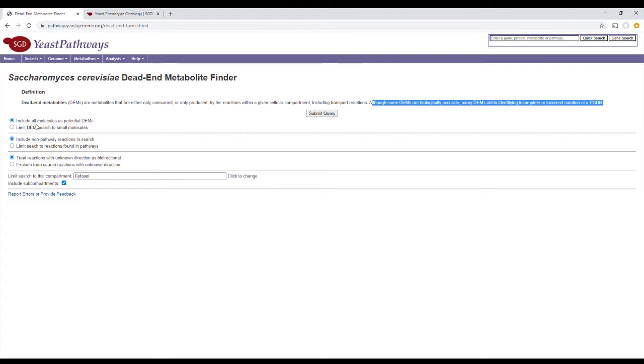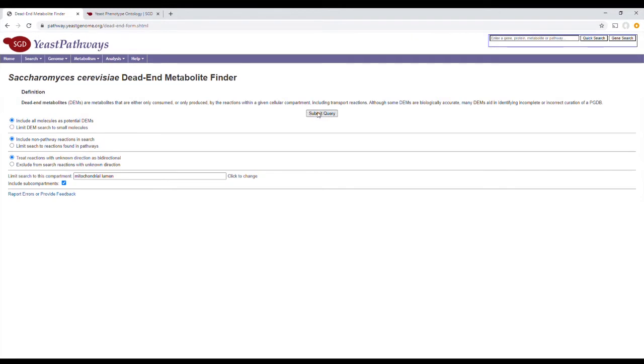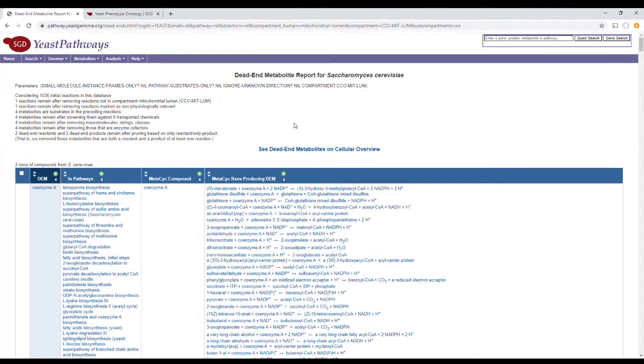Now, I've got some different options that I can use. I want to include all molecules as potential DEMs, include non-pathway reactions in my search, and treat reactions with unknown direction as bidirectional. So basically just go with the default. But I want to change my compartment from the cytosol to, let's go with the mitochondrial lumen. It says there's only one there, so I want to see what that is. Submit my query.